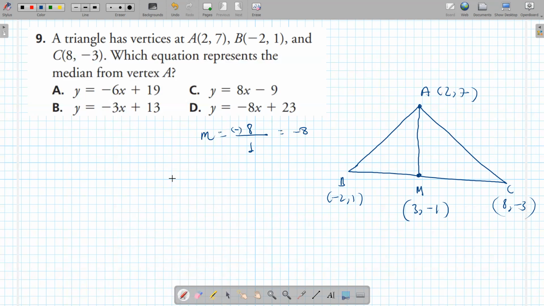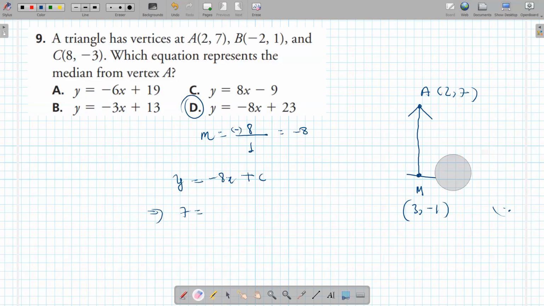So therefore, we know the answer is going to be D because that's the only one with -8, but we also want to find the C value. How do you find the C value? You plug in a point. You plug in a point that's on the line. So in this case, you can only plug in either A or M because those are the only points that you know. So 7 is equal to -8 times 2 plus C. 16 plus 7 is 23. So therefore the answer is D. Okay? So that's the median. It's not that difficult. You just find the midpoint of the other side, find the slope, find C, and done.